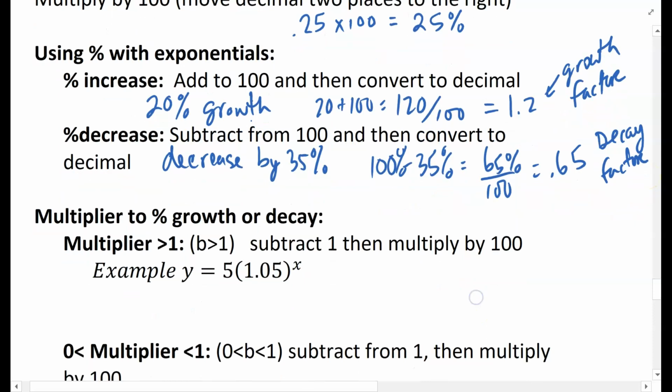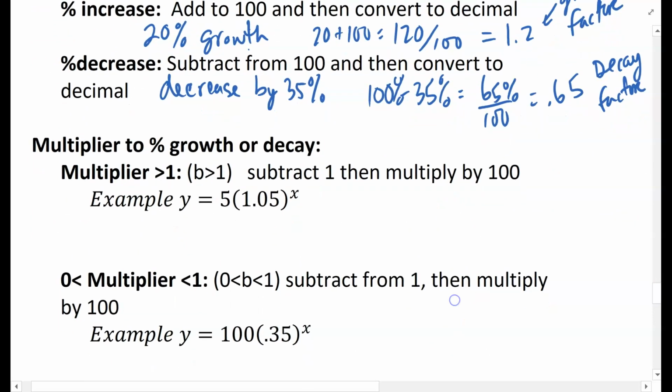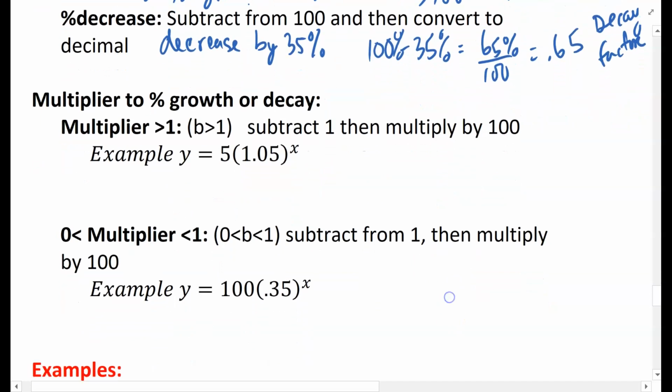All right, so to go from multiplier to percent growth or decay, we would subtract 1, then multiply by 100. So when I look at this example here, y equals 5 times 1.05 to the power of x, we see that b is greater than 1. This is very similar to the previous examples we have done. We would subtract 1 from 1.05, giving us 0.05. If we multiply that by 100, we would get 5. So it would be 5% growth.